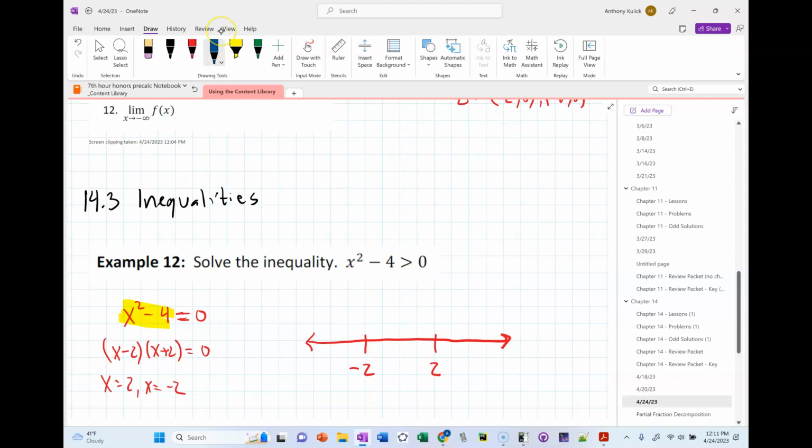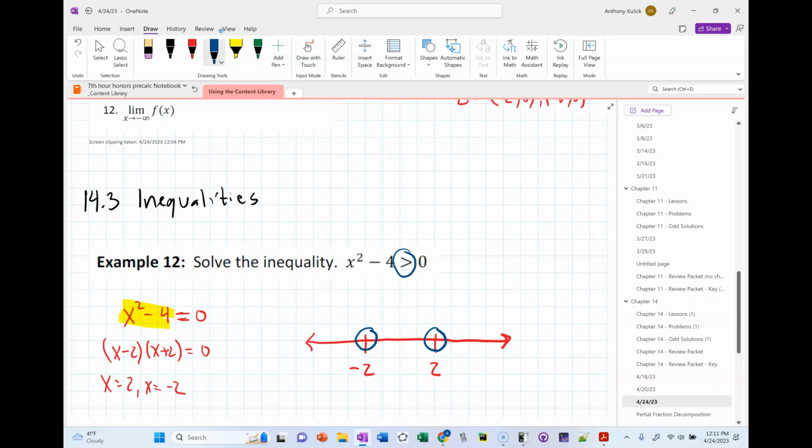So I've drawn the sign diagram and I've just placed the two zeros on it. First thing I want to do is figure out if those zeros should be included in my solution or not. So is negative 2 and positive 2 part of the solution for x squared minus 4 greater than 0? No. Why not? Because it's not equal to, it's just greater. It's a strict greater than, so the zeros will not be included.